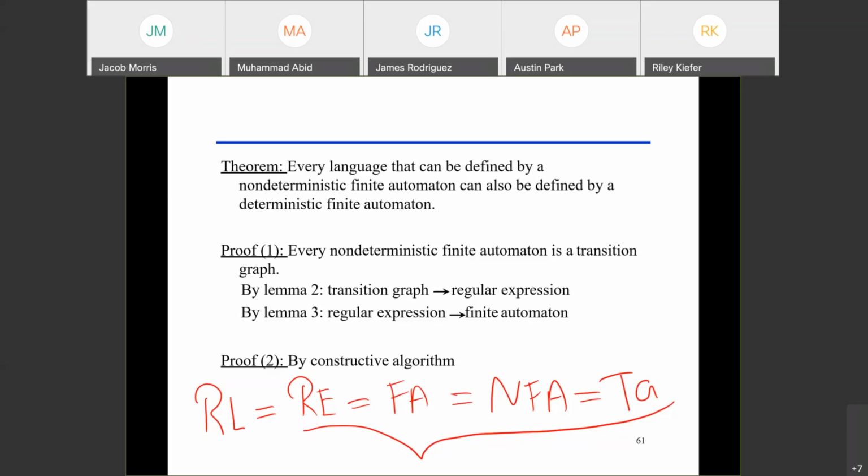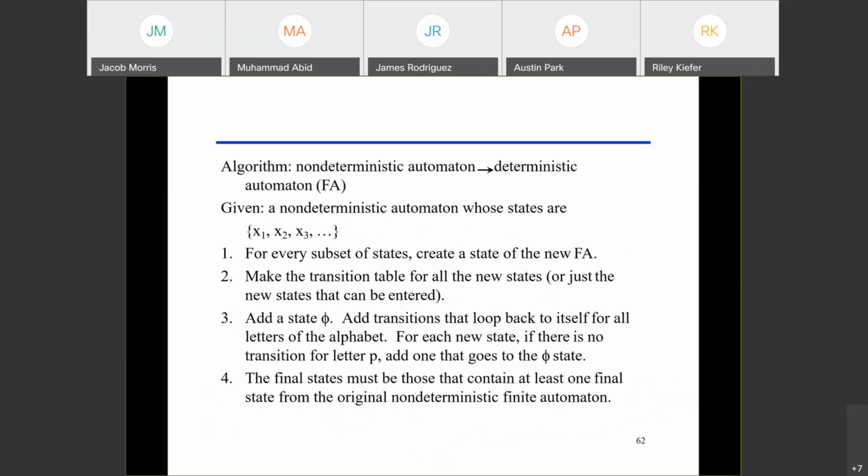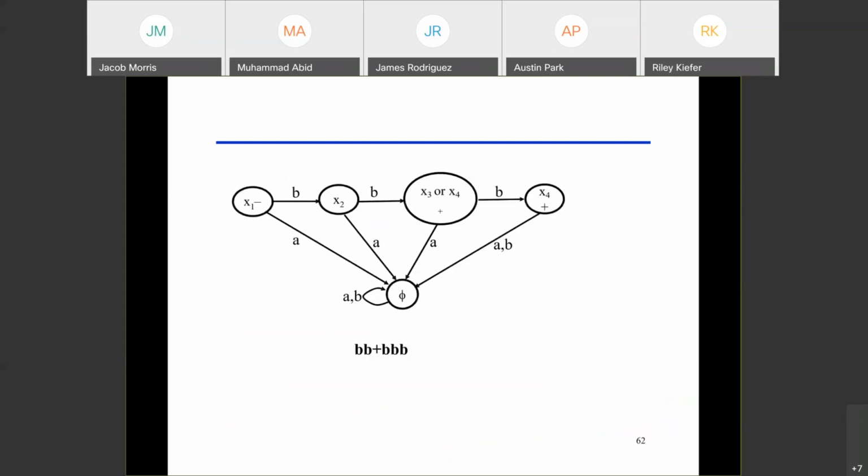So now every language that can be defined by NFA can also be defined by DFA. DFA means your FA, it is the same thing. Short name is FA. So every non-deterministic FA is a TG. A transition graph you can convert into a regular expression, a regular expression you can convert to an FA. So it is interconvertible. So we can convert that into FA. Now let's see one example here. This is the theory, so let's see one example.